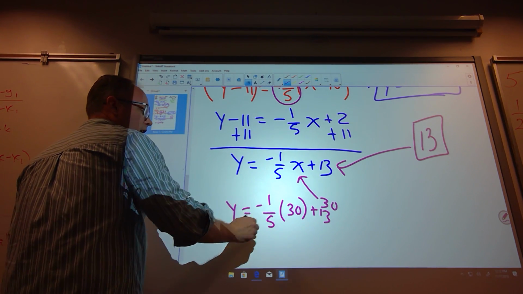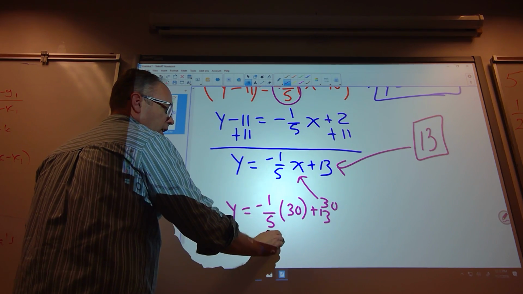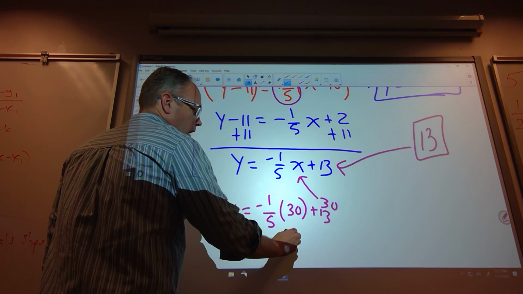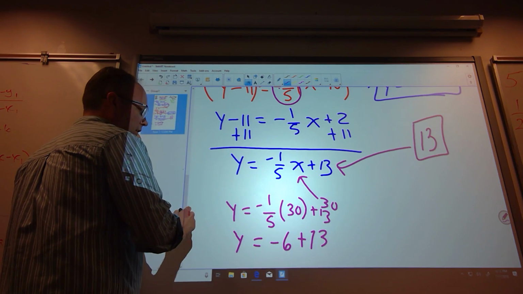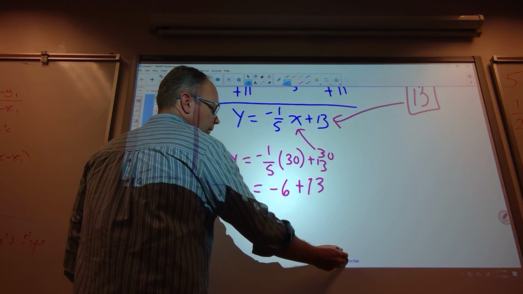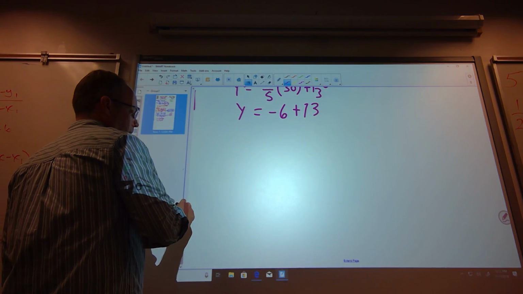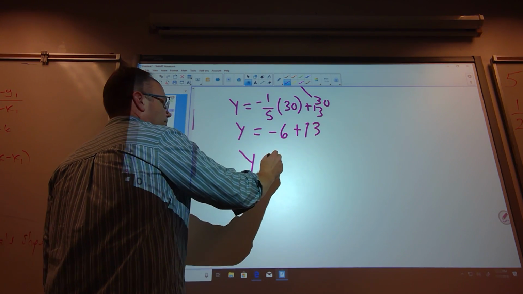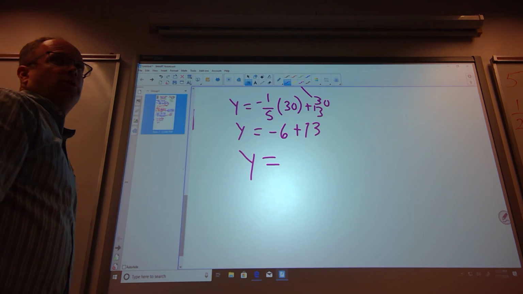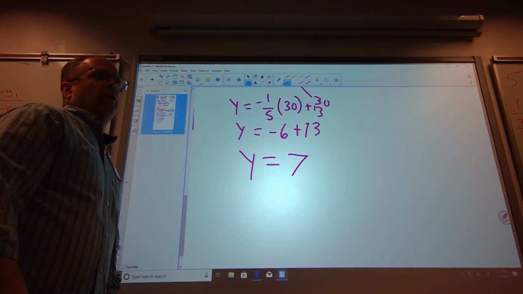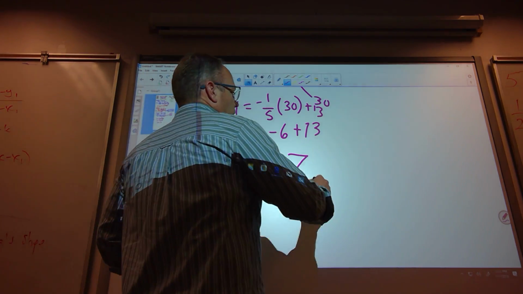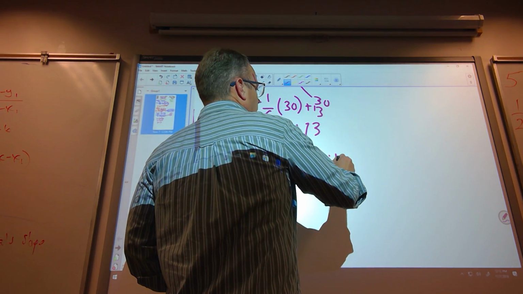All right, so negative times positive is negative. 5 goes into 30 6 times, plus 13. What is negative 6 plus 13? 13 subtract 6 is 7. So 30 minutes into his ride, he is 7 miles still from school.